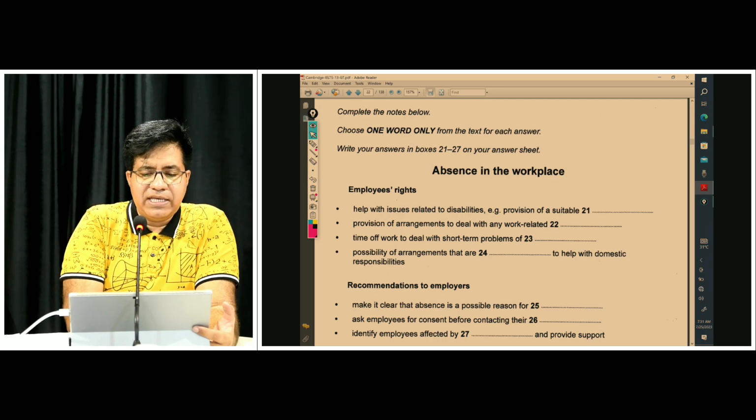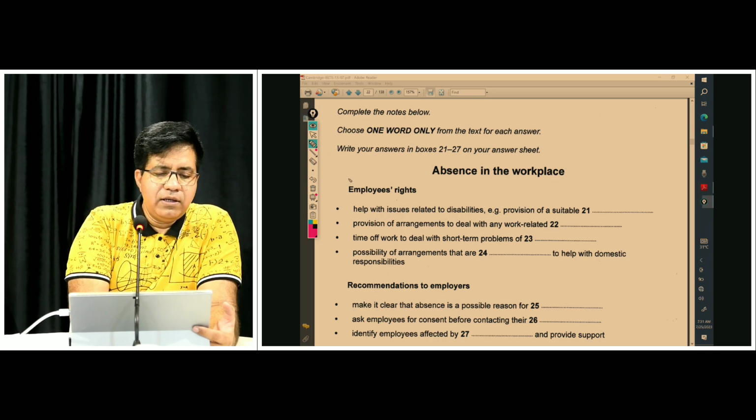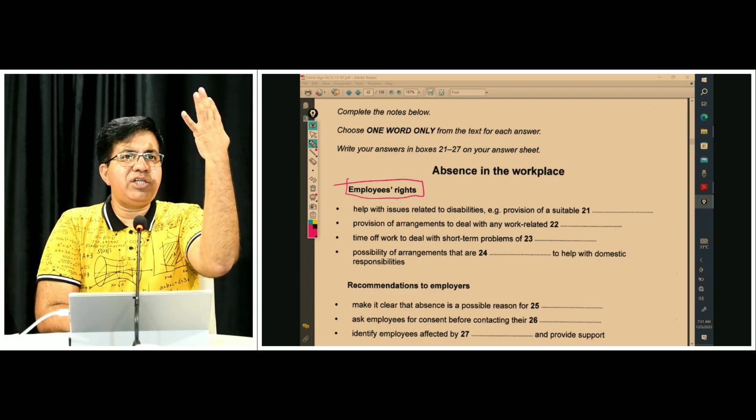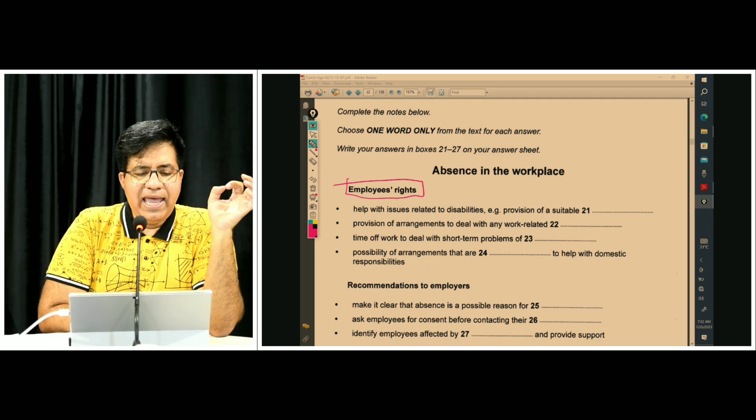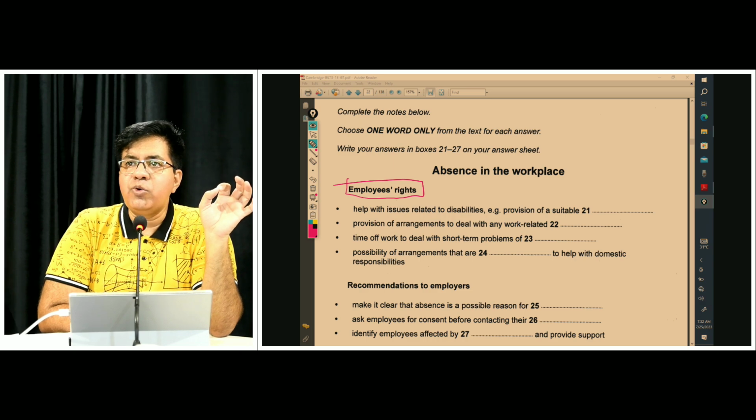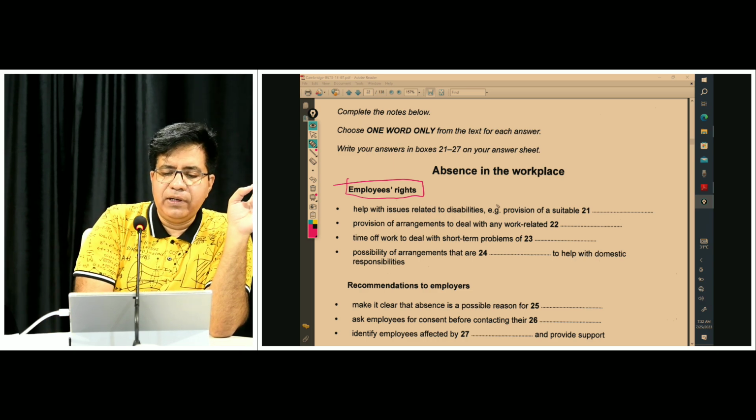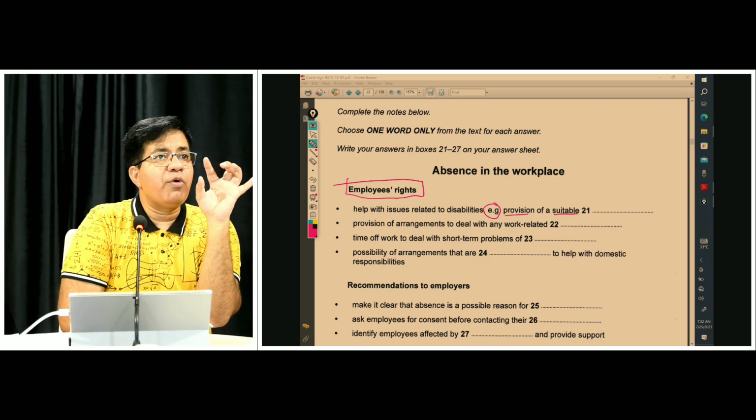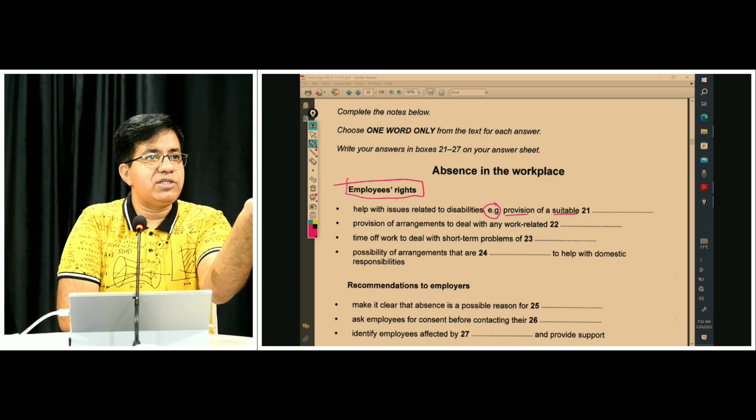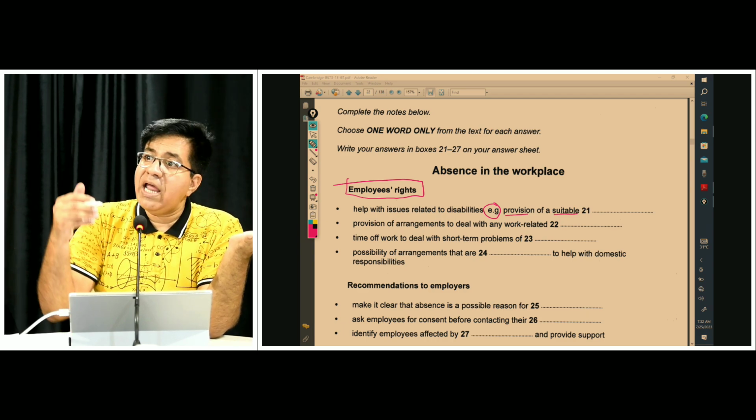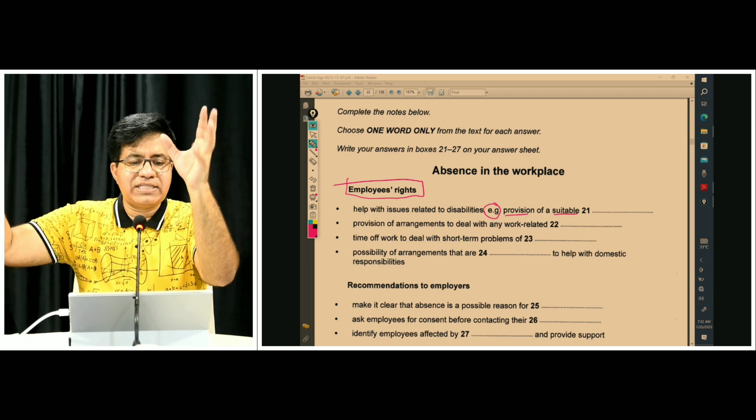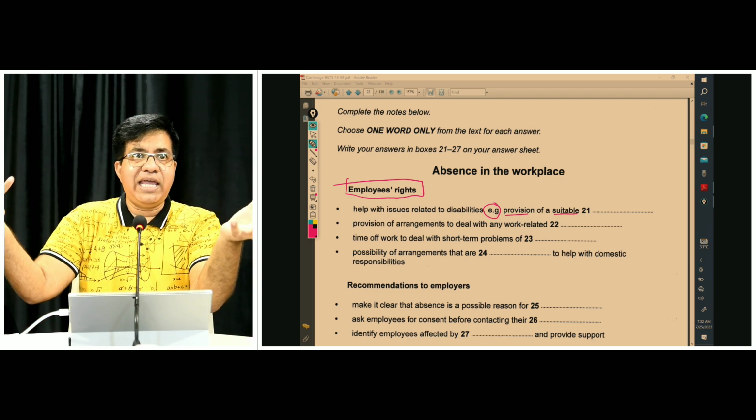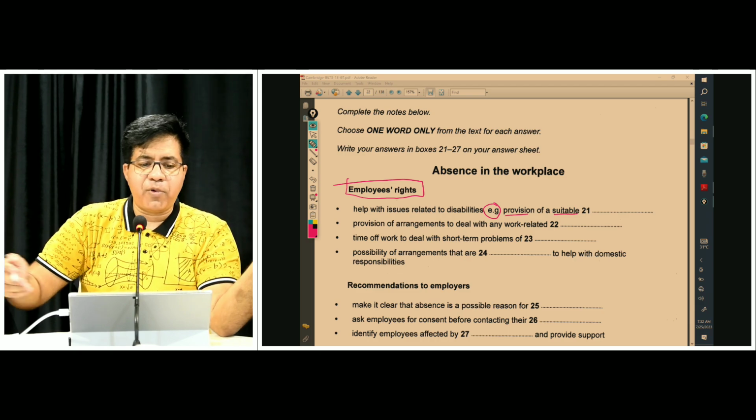Okay, absence in the workplace. The first title, what is that? Employees' rights. Okay, now employees' rights, and they have mentioned 4 rights. First right is help with issues related to disabilities. For example, now please focus. Provision of are suitable. Now look at me. Provision. For provision, they may use the word provide. For suitable, they may use the word appropriate. Provide and appropriate something. So help with issues related to disabilities. If someone is disabled, they need to provide them special or suitable or appropriate something.